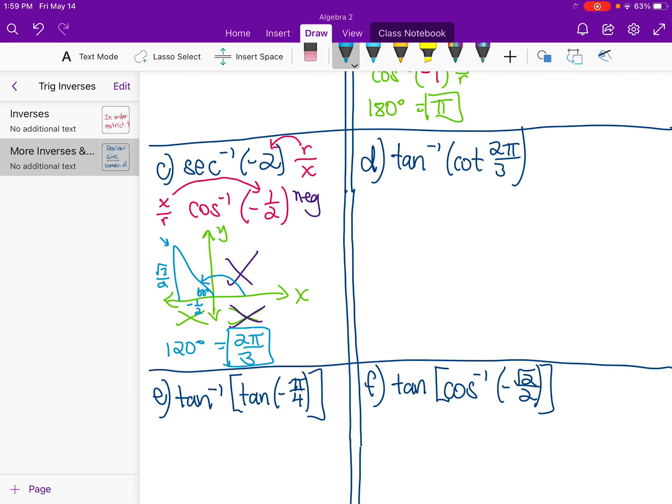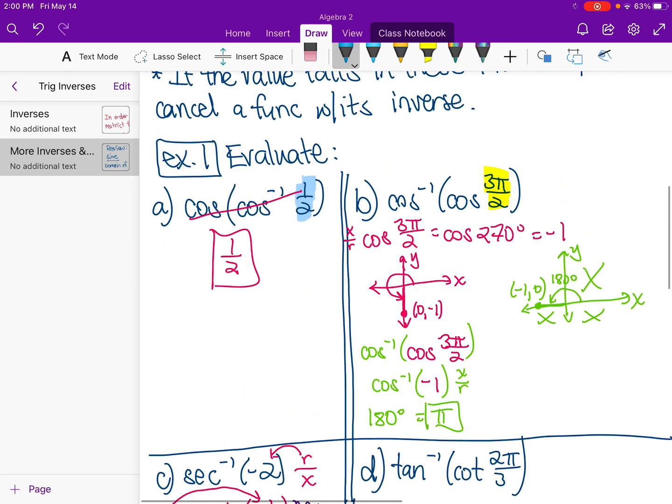Okay? All right, let's do another. 2 pi over 3. So let me see how I color-coded this before. Okay.